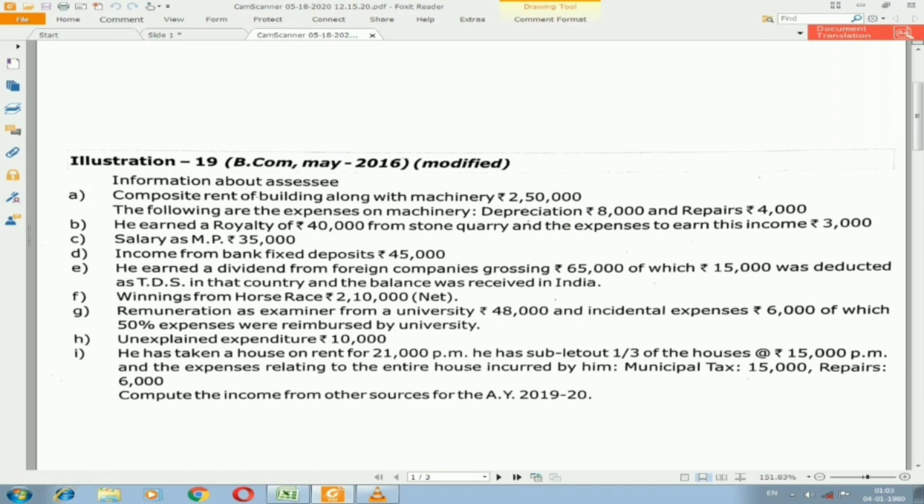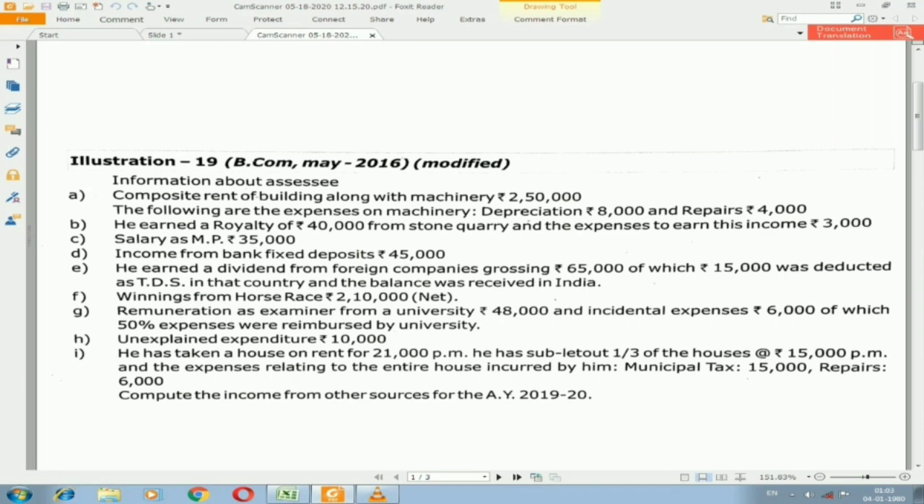Solving illustrations under income from other sources. This will be a simple illustration which we can easily solve. Only one thing you need to remember always. First, check whether that income is exempted income or not before taking. If it is exempted, write as exempted only in the amount column. If it is not exempted, then we need to consider it for calculation.